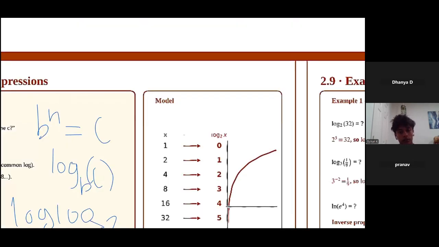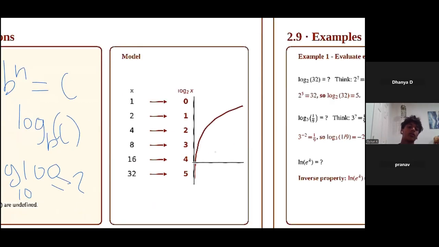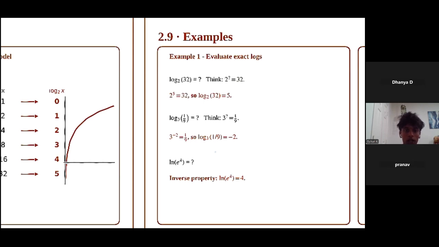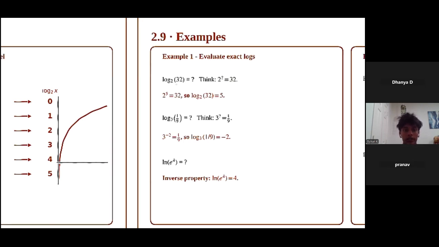Here's an example of a logarithmic model, and it's going to be the inverse of exponential models. So here, I'm going to evaluate a couple of these. Log base 2 of 32. So again, we ask 2 to the what equals 32. If you know your powers of 2, that's going to be x equals 5. Here, 3 to the what equals 1 over 9. Well, clearly it's going to be negative, because it's 1 over. Then 3 to the 2 equals 9, so x equals -2.